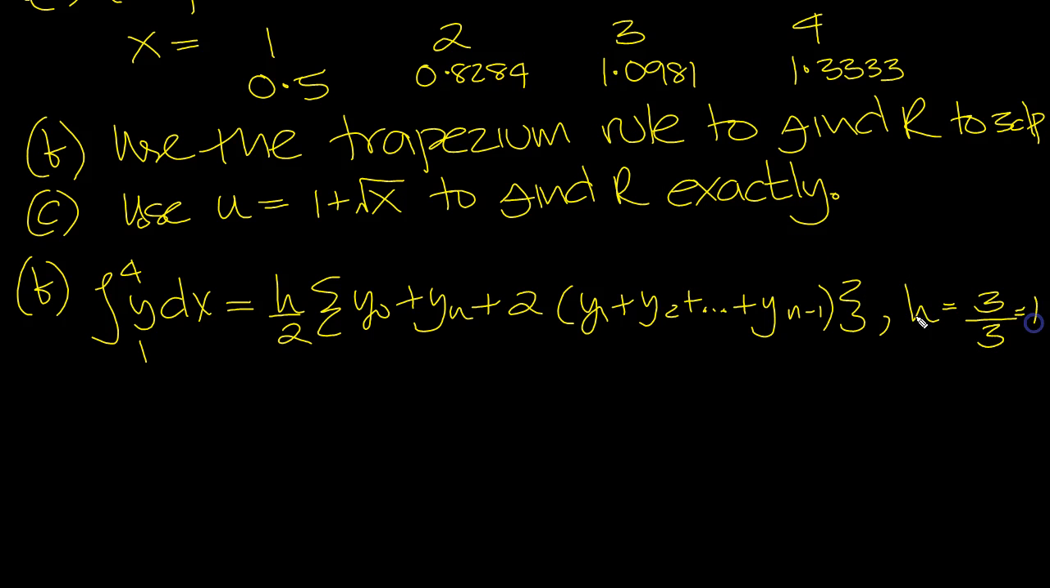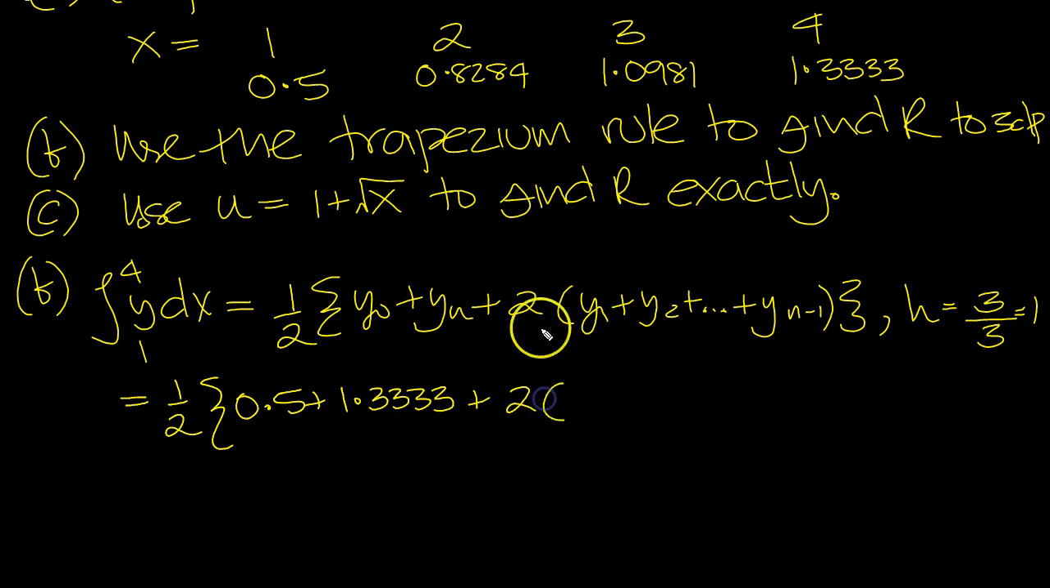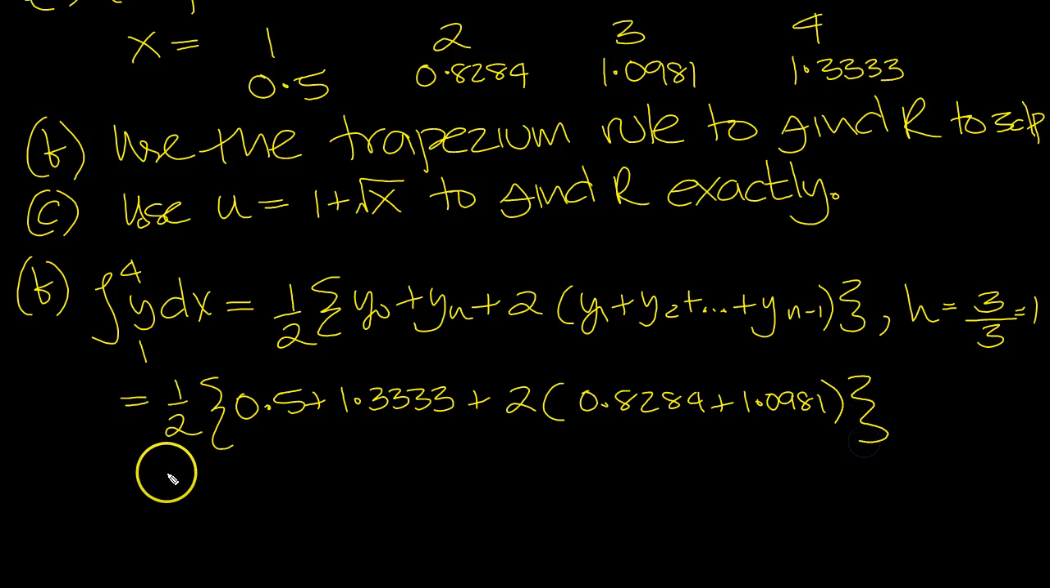So h equals 1. So h over 2, let's just put that in. 1 over 2 is a half. So it's equal to a half, then we've got the first plus the last: 0.5 plus 1.3333, plus 2 times all the ordinates in between: 0.8284 plus 1.0981. Oh, that's it, there's only 2 in between. The 2 ordinates in between, there we go, close bracket.